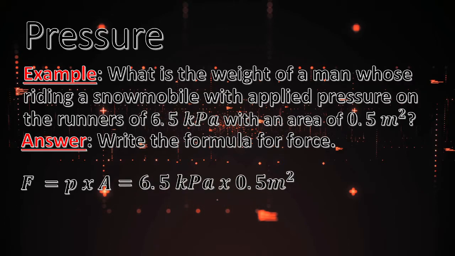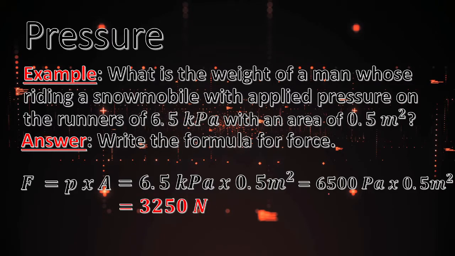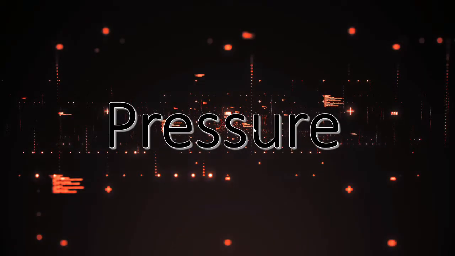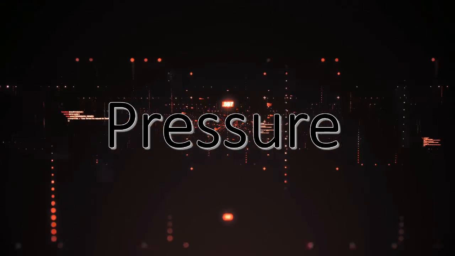Then apply our given: 6.5 kilopascal times 0.5 meter squared, or this is just equal to 6,500 pascal times 0.5 meters squared. So using your calculator, you can arrive at a value of 3,250 Newton for the weight of the man who's riding the snowmobile. Okay, so that ends our discussion about pressure.